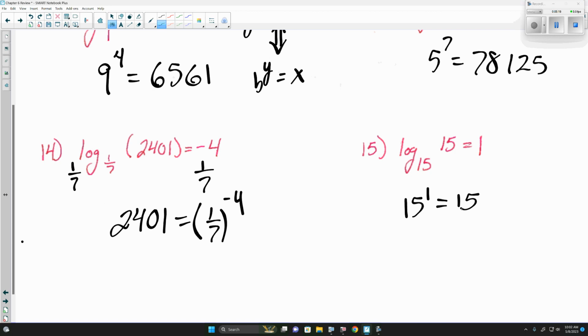Any questions on 12 through 15? Are we ready for the next set?